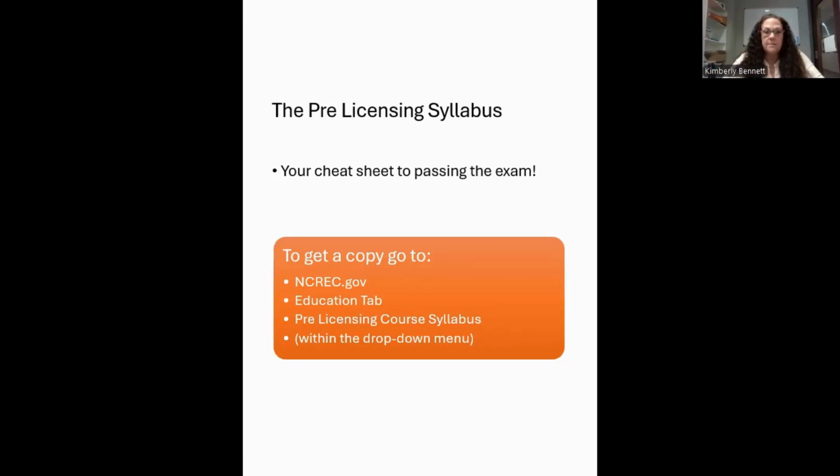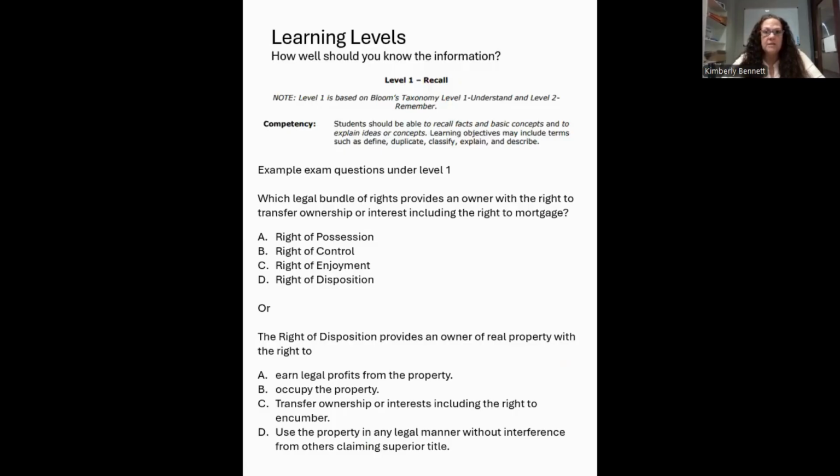Okay. It is imperative that you use this tool. It will help you immensely. It is given to you in the form of an outline. So I'm going to show you some of the different aspects of the syllabus that can help you study and do the best on the exam and pass it the first time. All right, so within the syllabus, at the very beginning, they give you what's called learning levels.